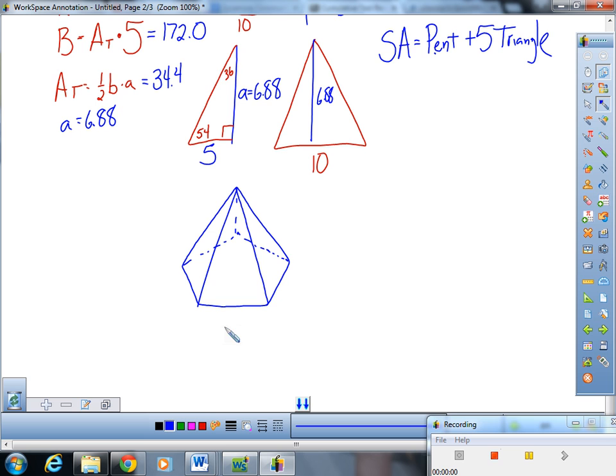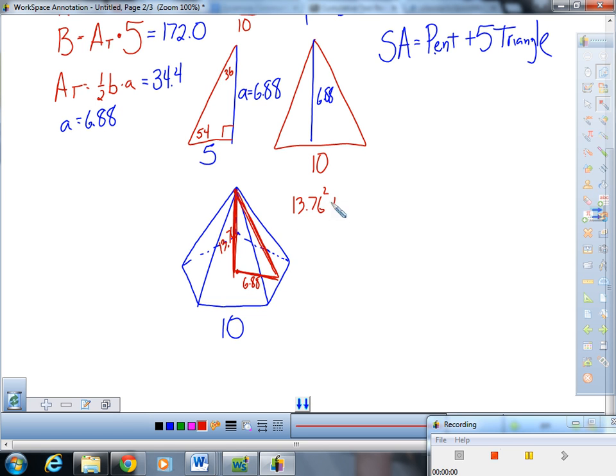Okay, so we've got this. What's the base? It is 10. And we know that from here to there is what? What's our apothem? And then we know that that is twice that, so it's 13.76. So what do we need to find? I need to know the height of my triangle on the side, which is my slant height.